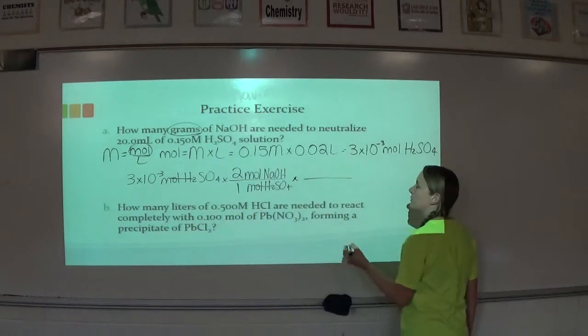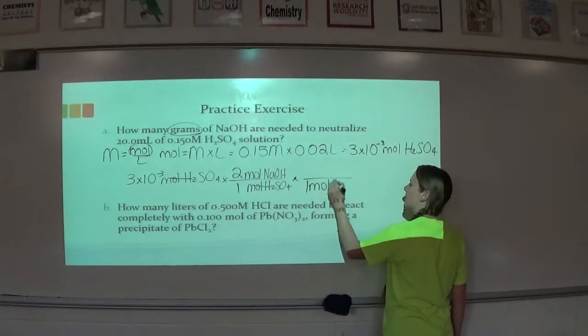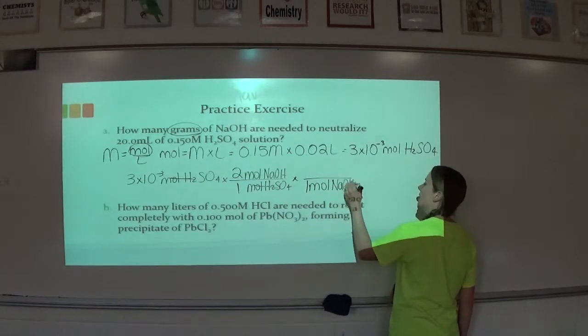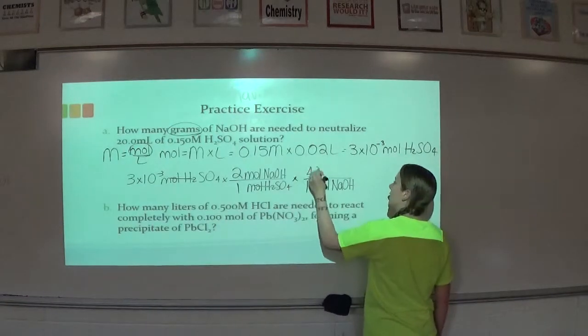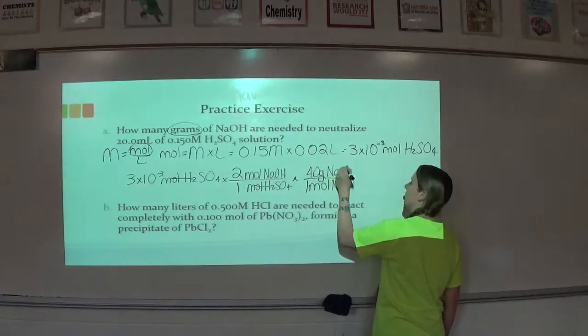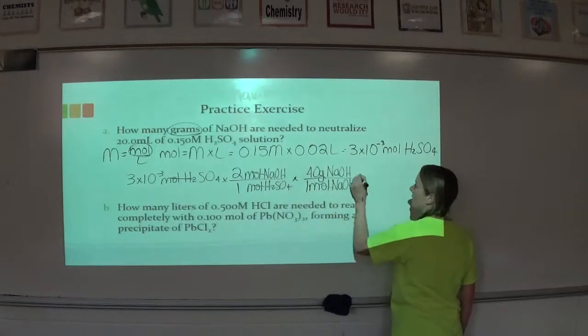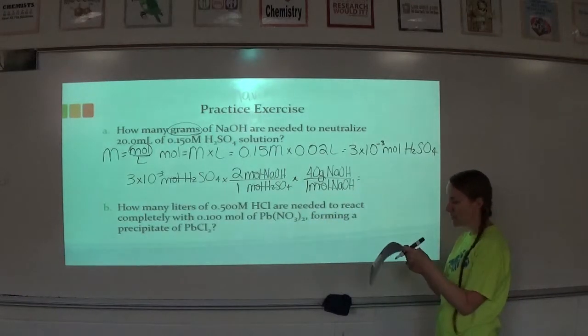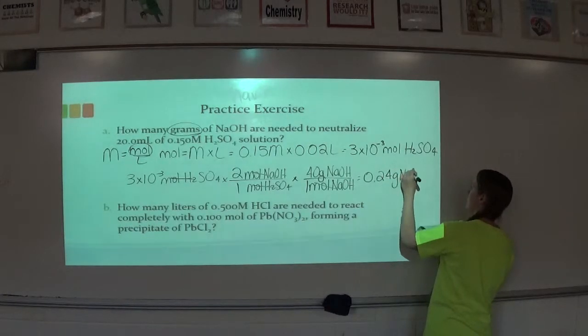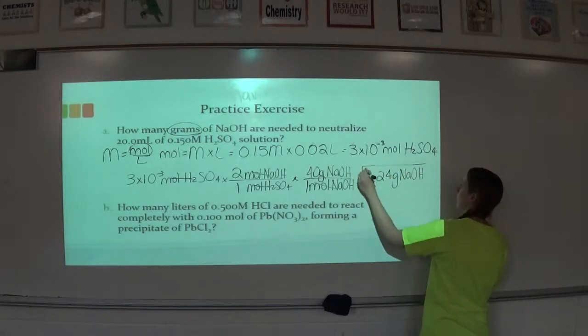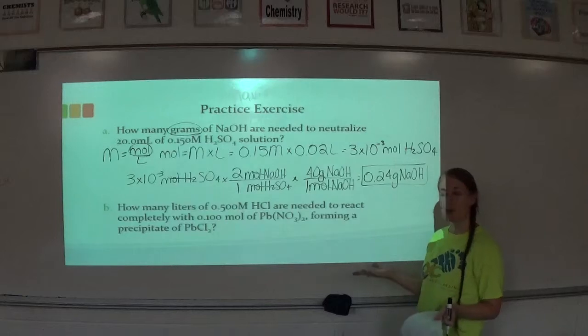So I'll just do one more step and I'll use my molar mass. So when I add up NaOH off the periodic table, I got 40 grams per mole. And so then when I multiply it across the top, I ended up getting 0.24 grams NaOH. So hopefully you got that one right.